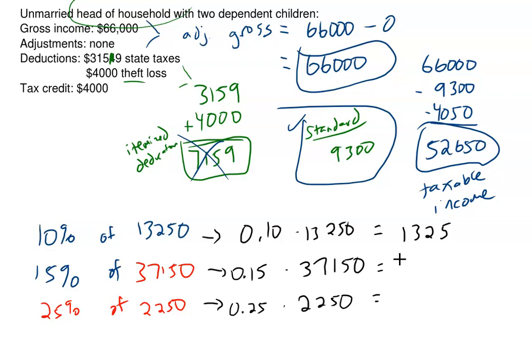These other two I'll just calculate on my calculator. So 37,150 times 15%, 0.15. That's going to be 5,572.50. And then we'll have 0.25 times 2,250. And that'll be 562.50. And we will add all these together. So plus the 5,572.5 plus the 1,325.